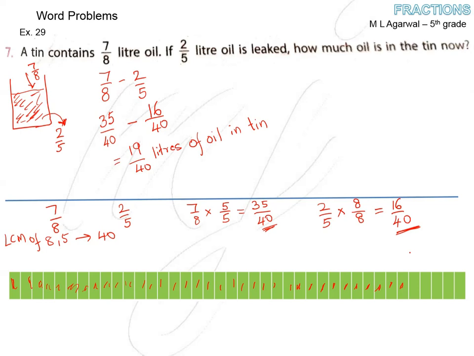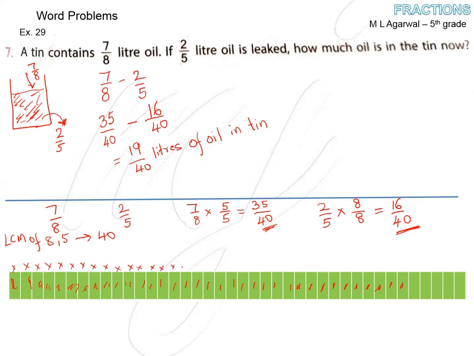Now they are saying 2/5. So 2/5 we converted into a like fraction as 16 parts. So I will remove the 16 parts. So this part is gone. This is 1, 2, 3, 4, 5, 6, 7, 8, 9, 10, 11, 12, 13, 14, 15, 16.